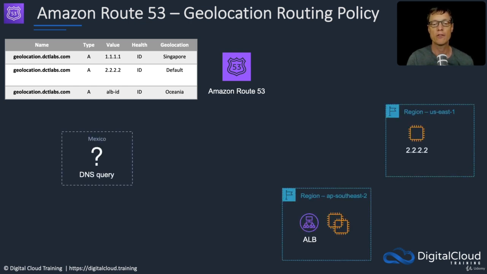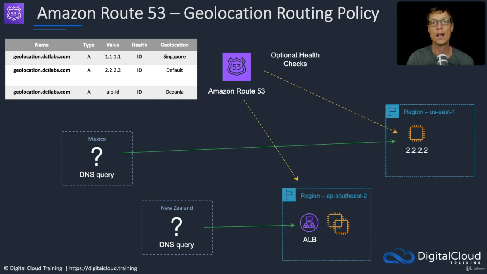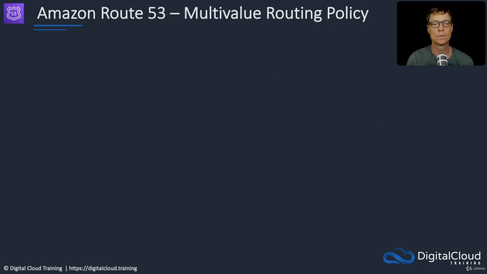So in this case we might have multiple regions. If someone's in Mexico, we can define that they will go to US East 1. Here that's the default. So it means anyone who's not in Oceania or in Singapore is going to go to the default, and that's being specified as US East 1. But if you're in New Zealand, then that would be Oceania. So in that case, the record that gets returned is the ALB ID. Again, you can have health checks and they are optional.